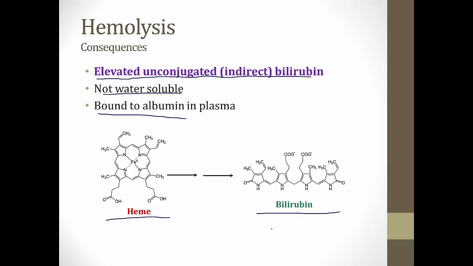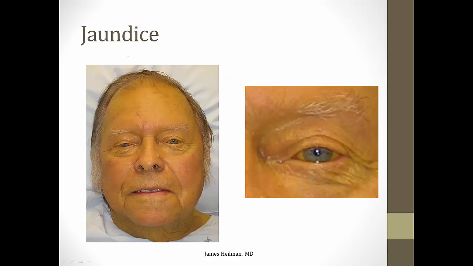In the setting of hemolysis, there is excess production of unconjugated bilirubin. It overwhelms the liver's capacity to conjugate it and excrete it in the bile, and thus you see an increase in the level of unconjugated or indirect bilirubin. So what this means clinically is that patients with hemolysis can develop jaundice.